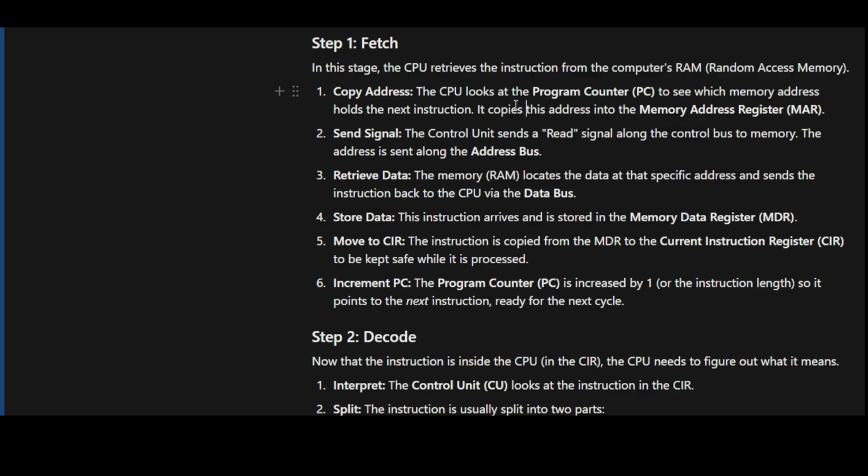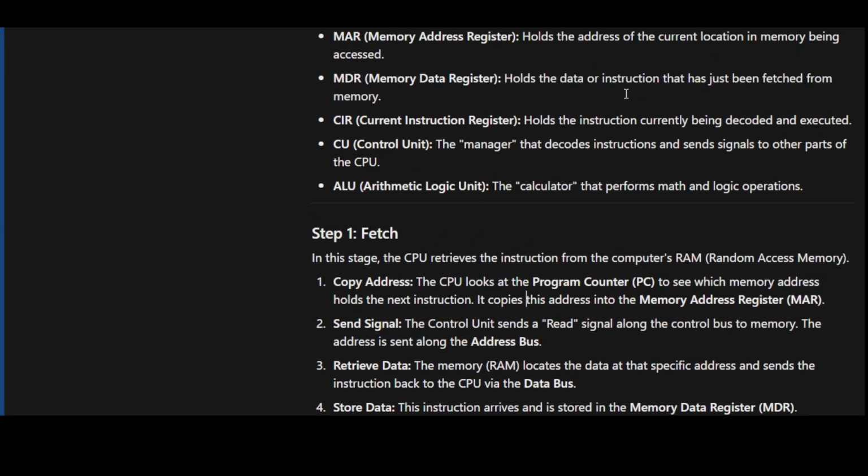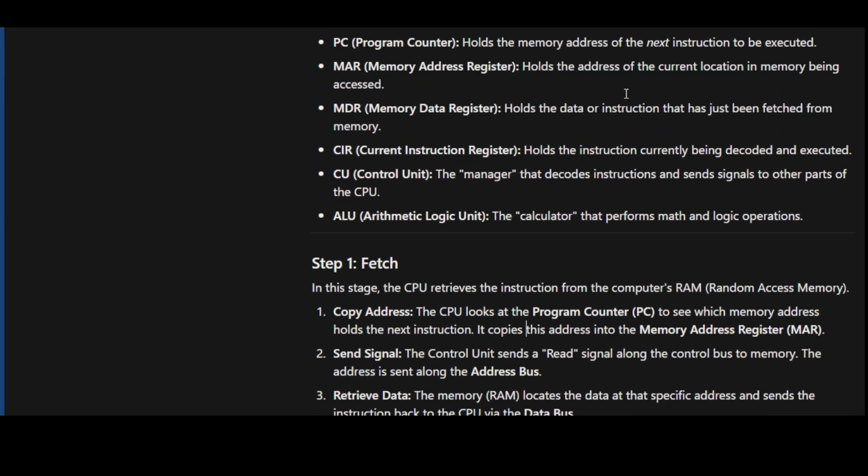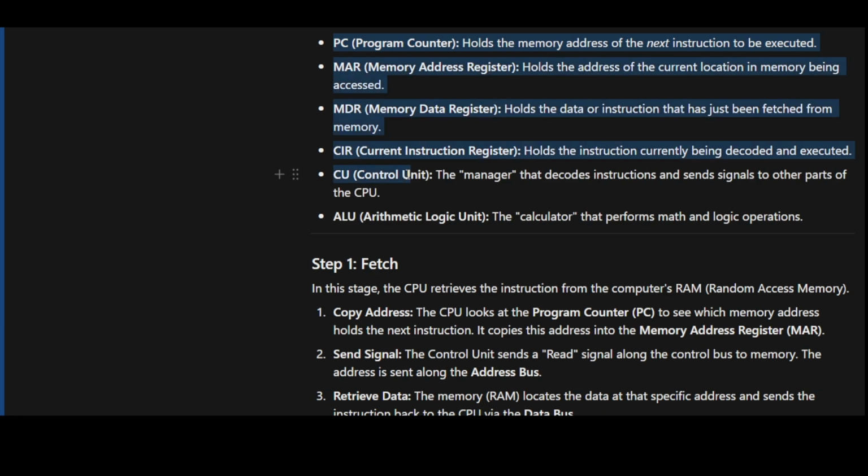Okay, so let's start with the fetch part. So as you know, the program counter stores the memory address of the next instruction that has to be executed. And I'll just brush up all these concepts once again. So this is the program counter, and MAR holds the address of the current location in memory being accessed, and the MDR is the same but for data or instruction.